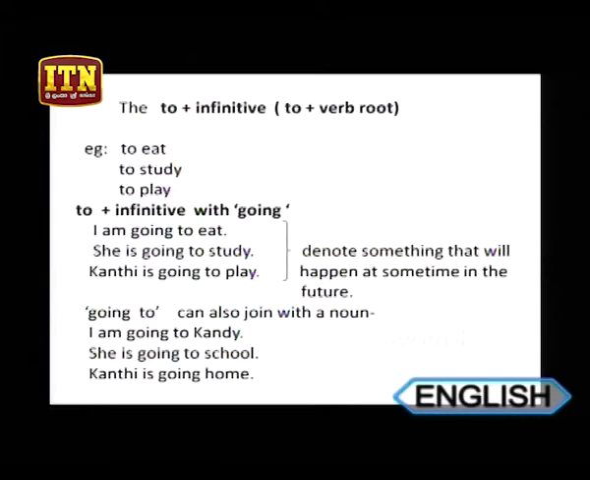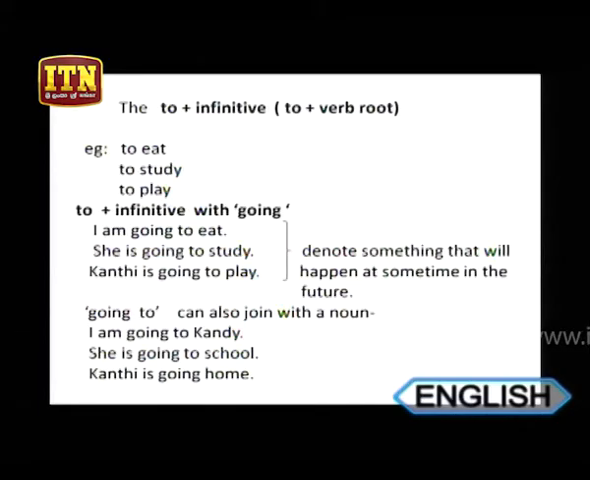Now, "going to" sometimes can also join with a noun. Now, let's see, when it joins with a noun, what happens? Is it going to tell you what you're going to do or no? No, it's not going to tell you what you're going to do. Let us give them some examples. I'm going to the candy shop. She is going to school. Kanti is going home.